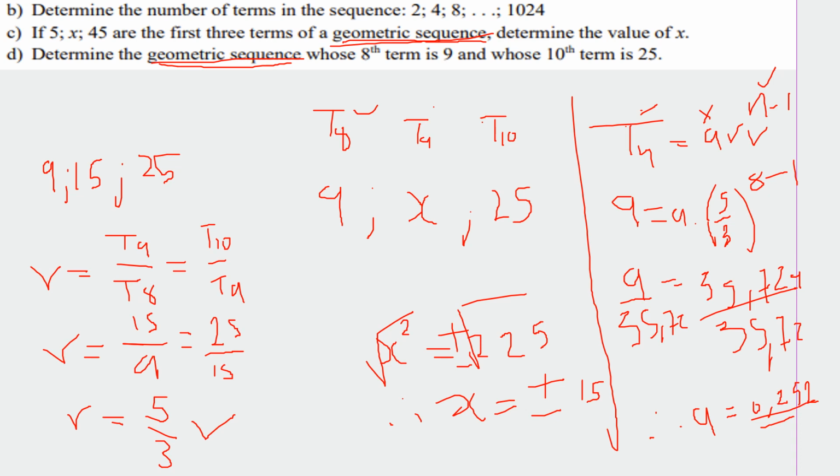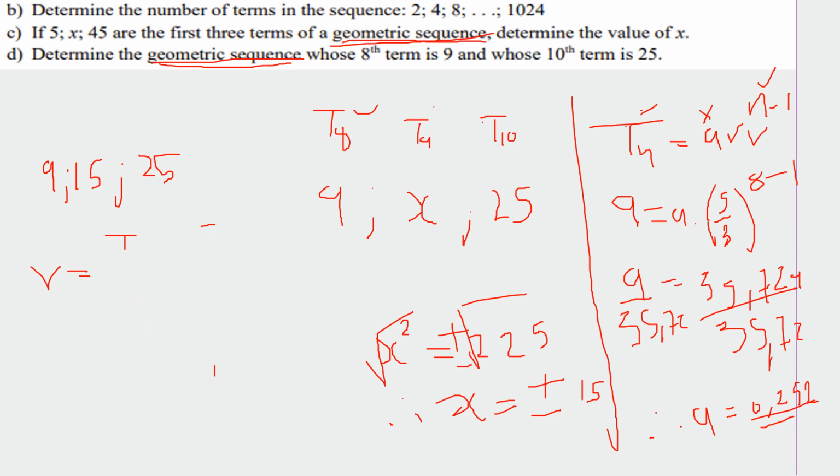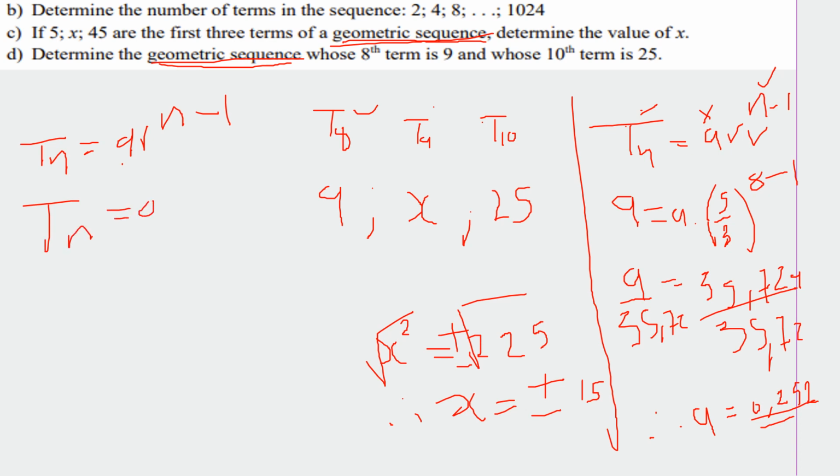Then we can conclude that the general formula for this sequence will be Tn equals a r to the power of n minus 1, of which we now know the value of a is 0.252, and the value of r is 5 over 3, all raised to the power of n minus 1.